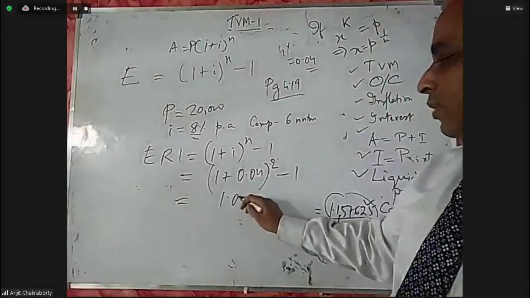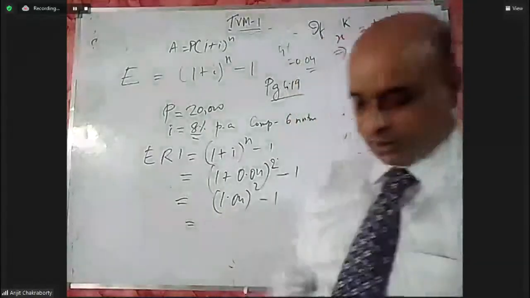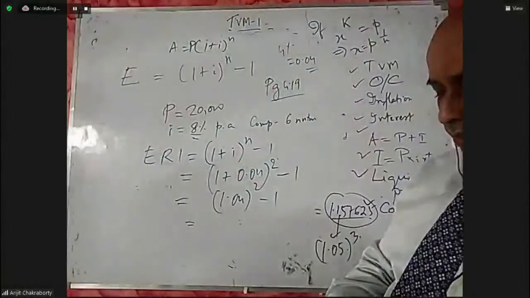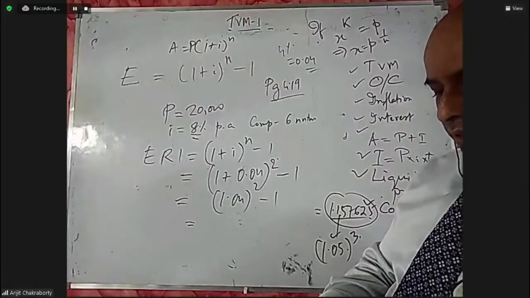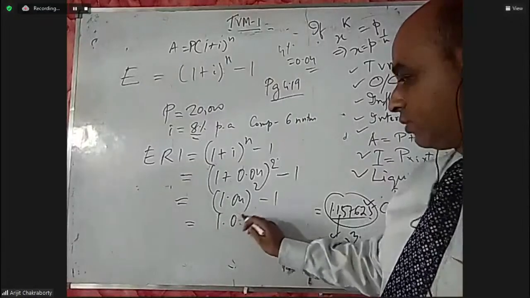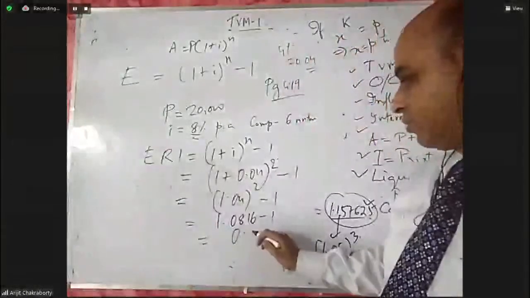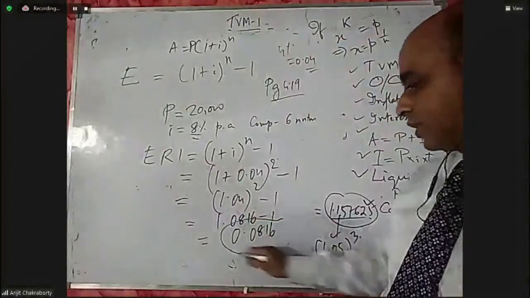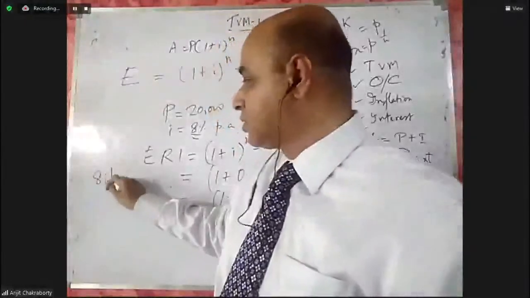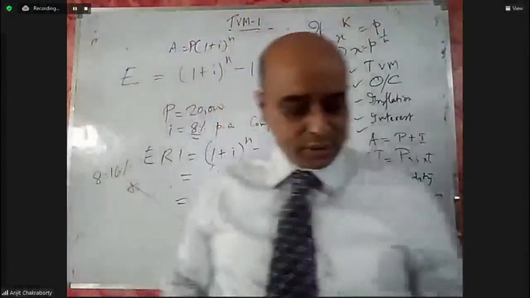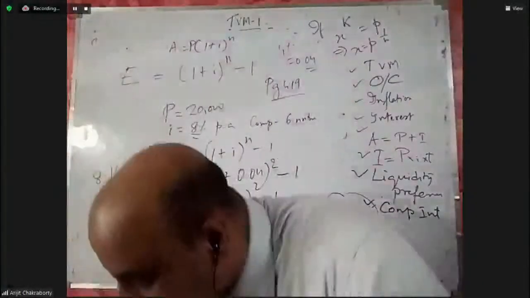So 1 plus 0.04 to the power 2 minus 1. This is equal to 1.04 squared minus 1. Let me just use my calculator on my mobile and check it. Just a second. 1.04 into 1.04 is 1.0816, minus 1, so it gives you 0.0816. This is the interest rate. 0.0816 means it is 8.16%. So the effective rate of interest is 8.16%.